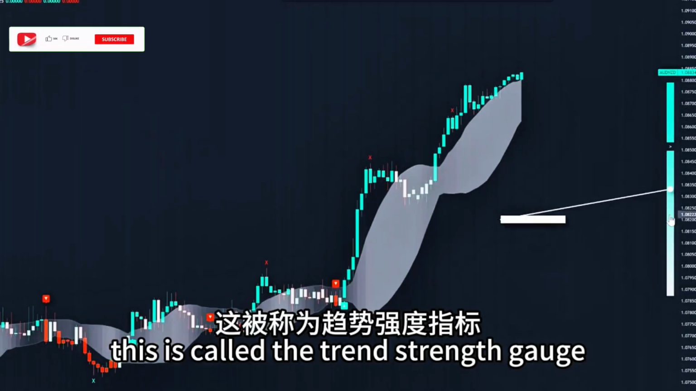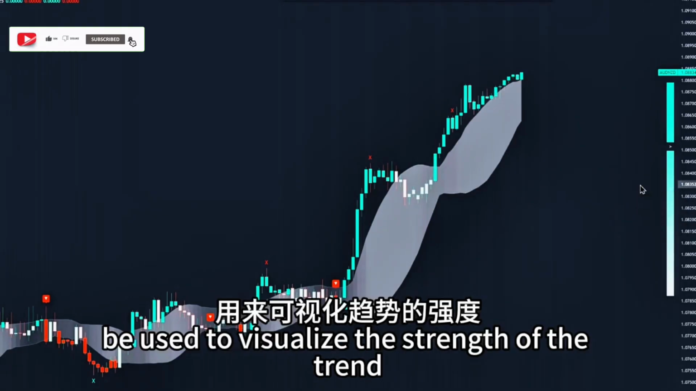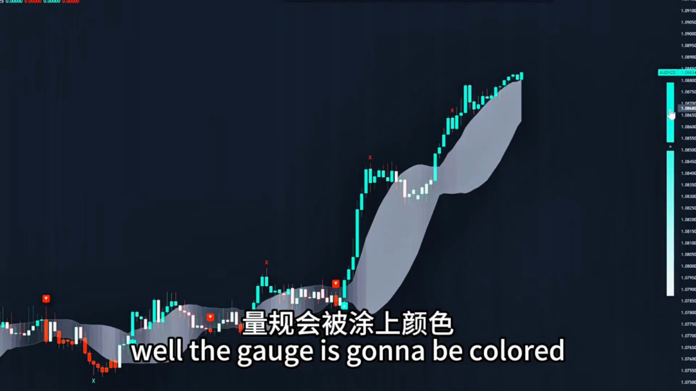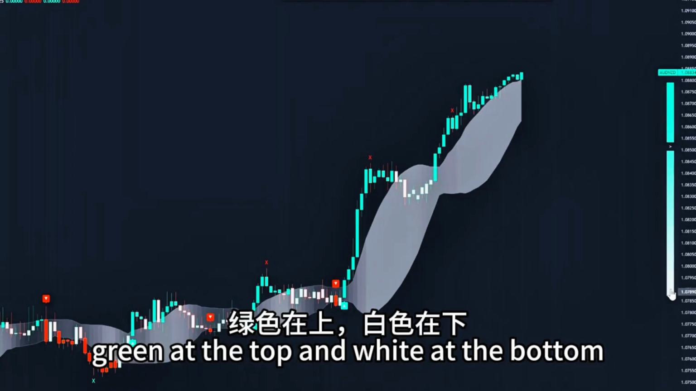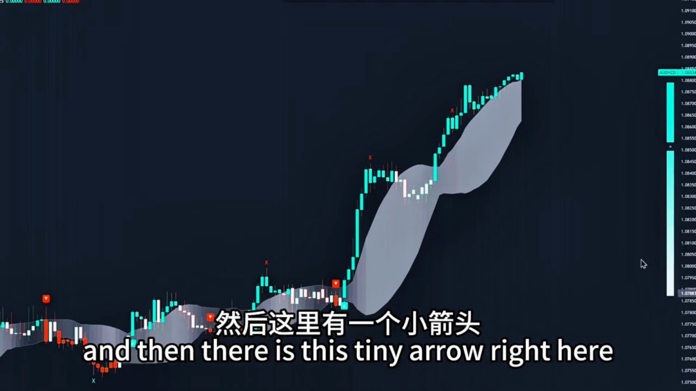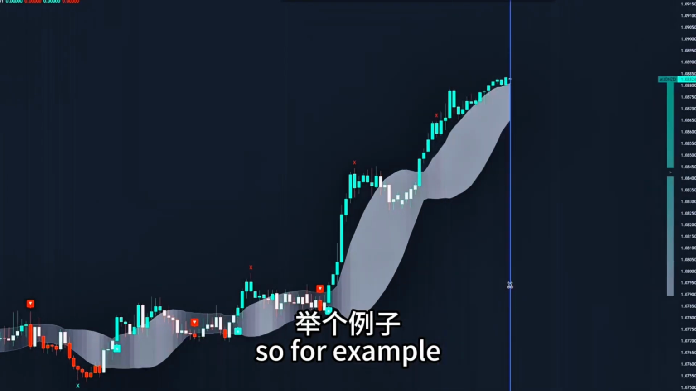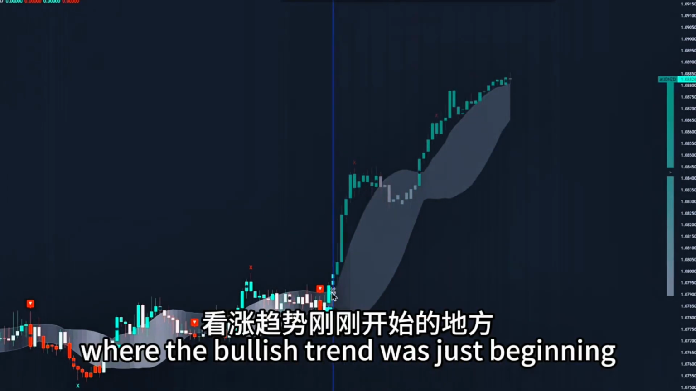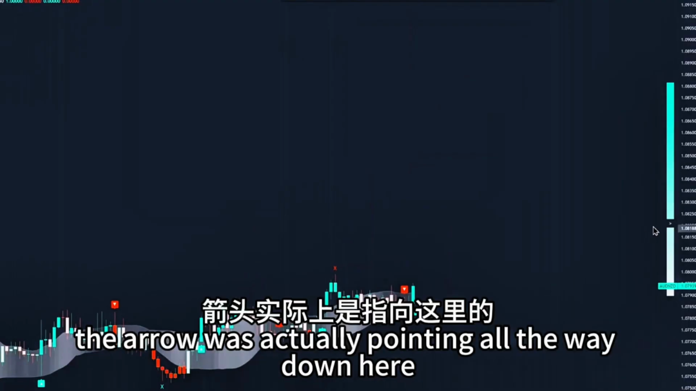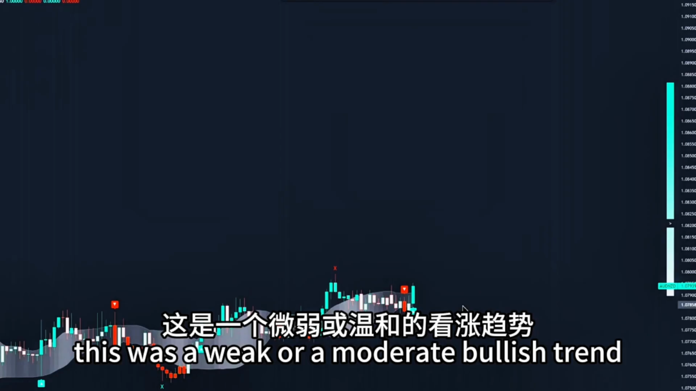Now, if we look to the right of the chart, well, we're going to see this vertical bar. This is called the trend strength gauge, and it's going to be used to visualize the strength of the trend. Whenever this trend is bullish, like here, well, the gauge is going to be colored green at the top and white at the bottom. So it's basically a gradient of white to green. And then there is this tiny arrow right here that indicates the strength of the trend. So for example, if we go down here where the bullish trend was just beginning, you can see that the arrow was actually pointing all the way down here, which means this was a weak or a moderate bullish trend.